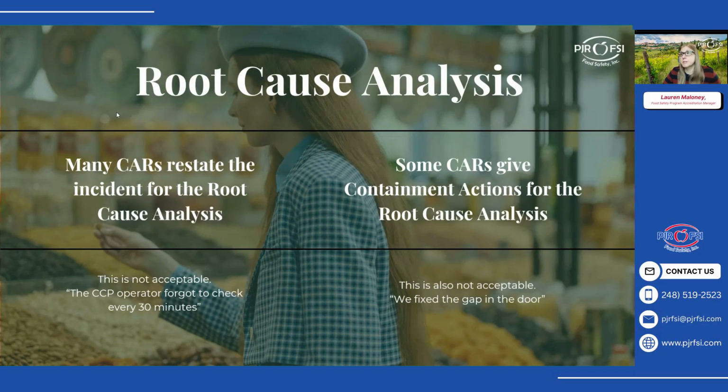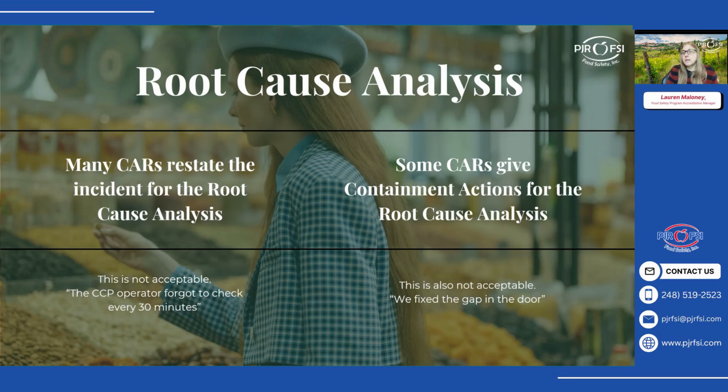Okay, root cause analysis. Lots of times auditors see clients restating the problem as their root cause. So the auditor identifies that the CCP operator forgot to check the verification every 30 minutes, and then the root cause that's returned is we forgot to check. Well, we know you forgot to check. It was already part of the nonconformity that was written. So you don't want to just restate exactly what was given to you.